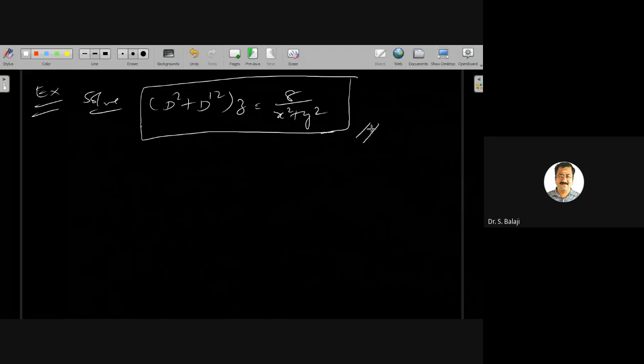And in the integration also you can get some substitution idea here. Then only you can get the answer properly. Okay? And this is for your exercise. D square plus d dash square of z equal to 8 by x square plus y square.